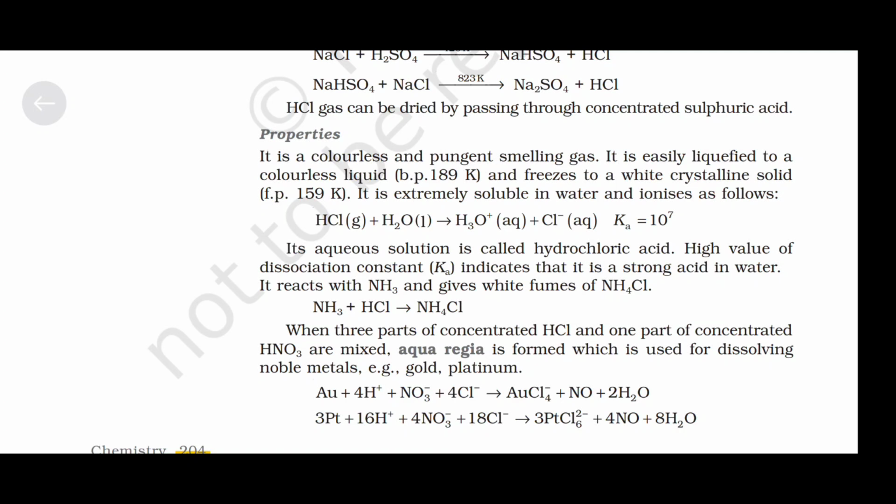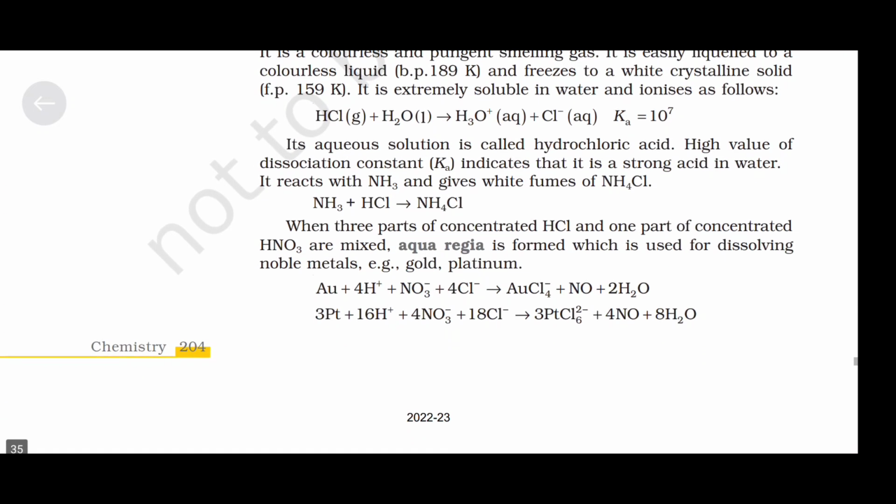It reacts with ammonia and gives white fumes of ammonium chloride. When 3 parts of concentrated HCl and 1 part of concentrated HNO3 are mixed, aqua regia is formed, which is used for dissolving noble metals, for example gold, platinum, etc. HCl we must have studied in organic, HCl and HNO3 in 3:1 ratio, that mixture we call aqua regia.